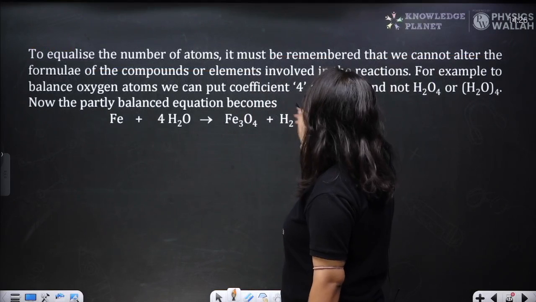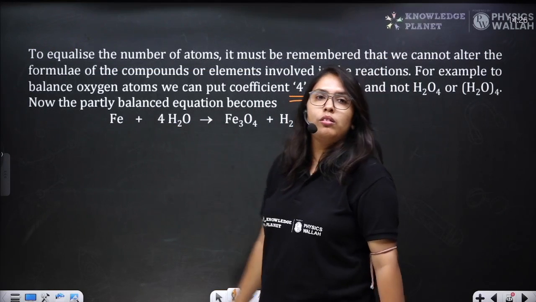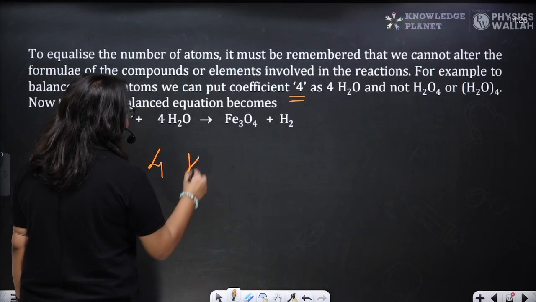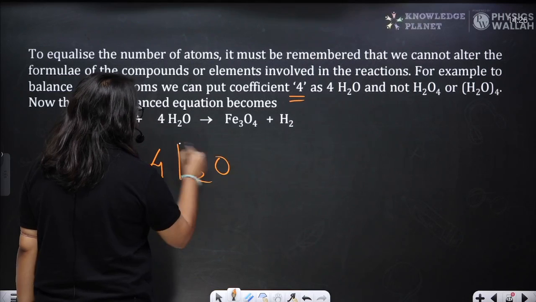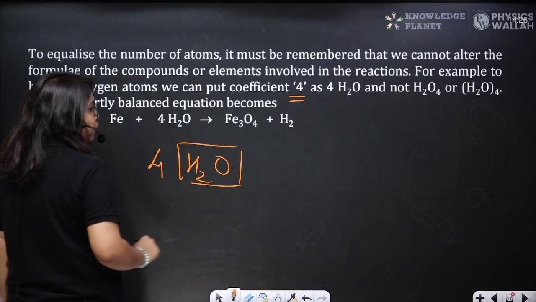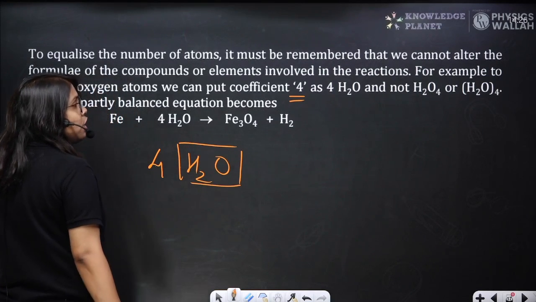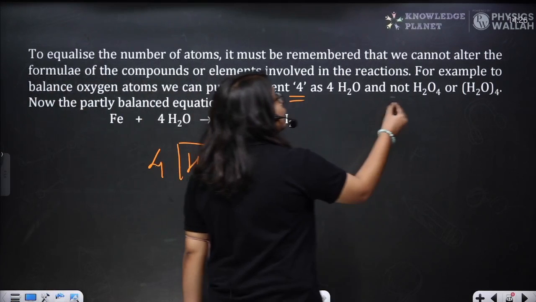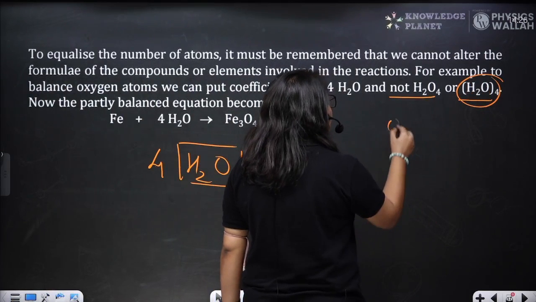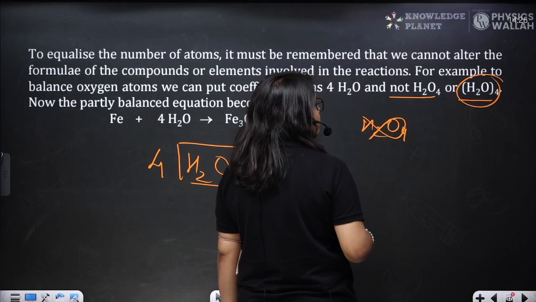Now another thing. This 4 is written as 4H2O. To this we are adding 4. You are not supposed to disturb anything inside the box while it is being balanced. You don't write it as H2O4 or H2O taken 4 times, because O4 does not exist with H2 like this. It's wrong.